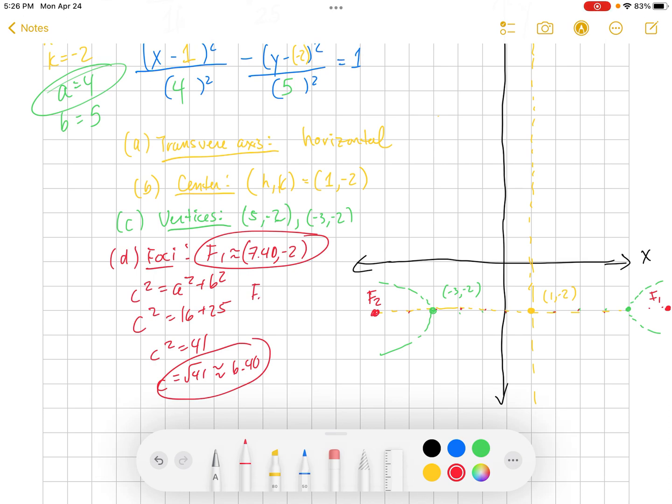1, 2, 3, 4, 5, 6.4. There's my F2 right there. So F2 is about negative 5.40, comma negative 2. Okay.